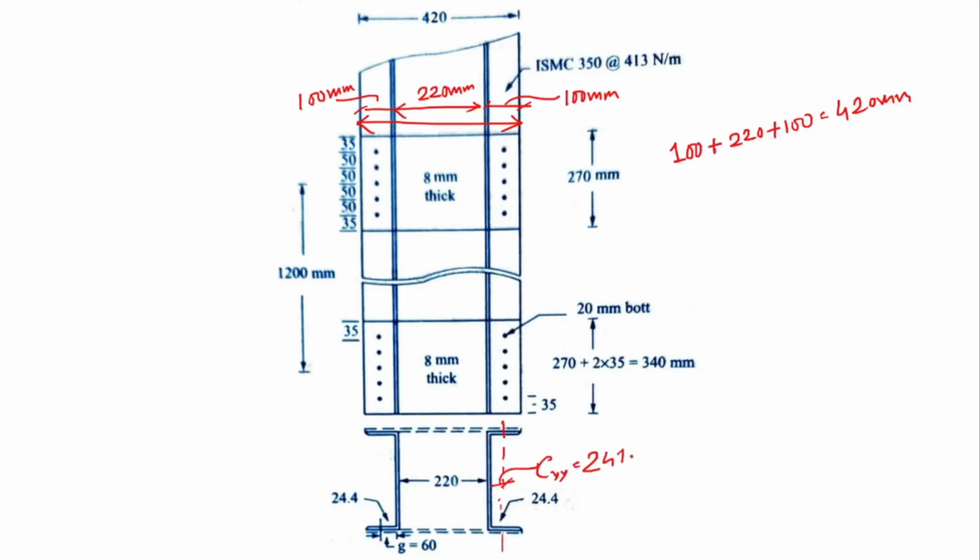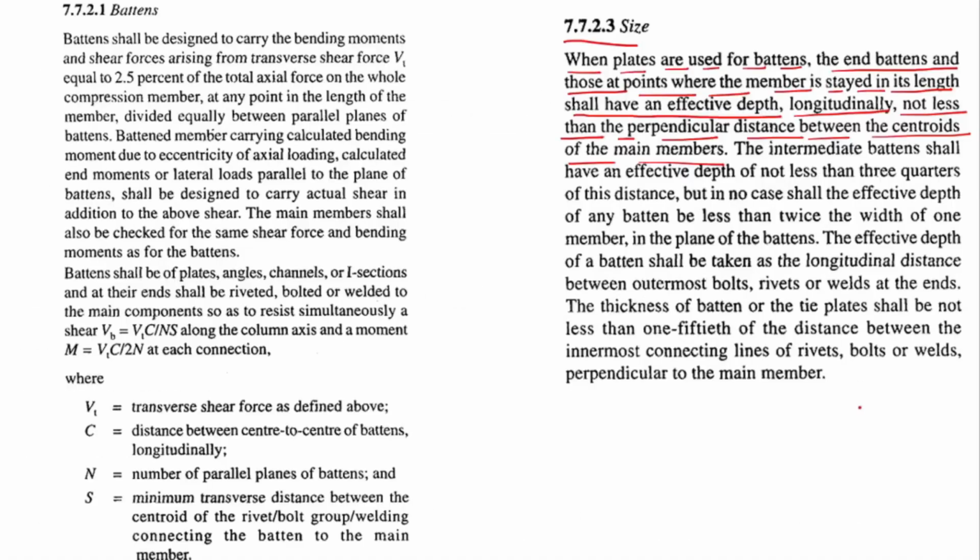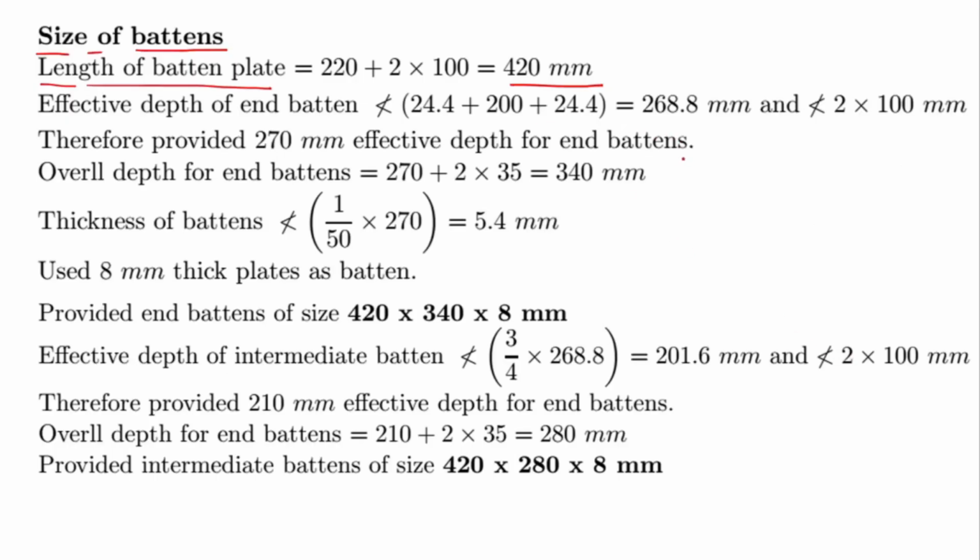is 24.4 mm, which is already noted down from the steel table. For both sides it is 24.4 mm, which is CYY. So in the clause they are talking about this distance between the two centroids, which is 24.4 plus 220 plus 24.4, which is 268.8 mm. So effective depth of batten should not be less than 268.8 mm.